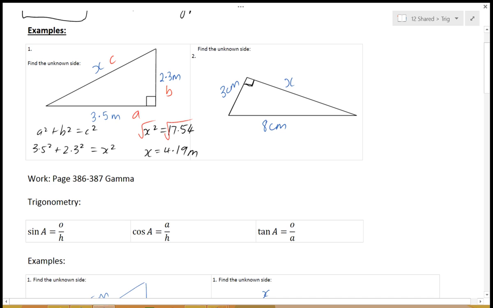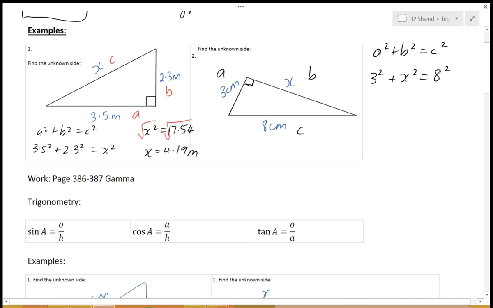Label the two shorter sides A and B. So A, B, the longer side C. Make sense? Yep. So I write out the formula: a squared plus b squared equals c squared. And substitute in what we know. So A is 3 squared. B is x, so I've got x squared. And C is 8, so I've got 8 squared.